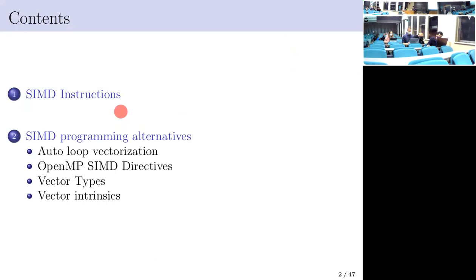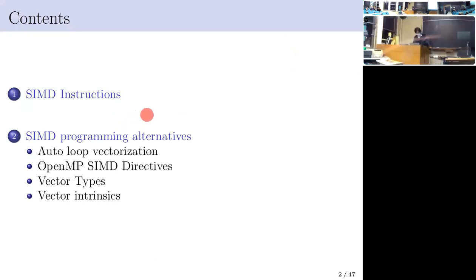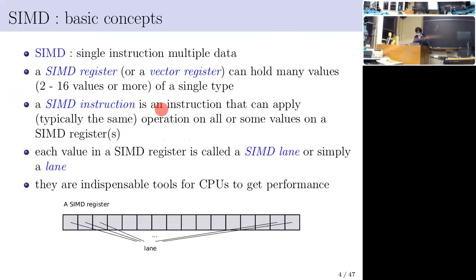Okay, so let's start talking about SIMD programming. Here are some introductions. So what is SIMD? It stands for Single Instruction Multiple Data. This is basically the way CPUs get performance. So in terms of the execution platform, we come back to CPU, as opposed to GPU. This is the CPU thing.